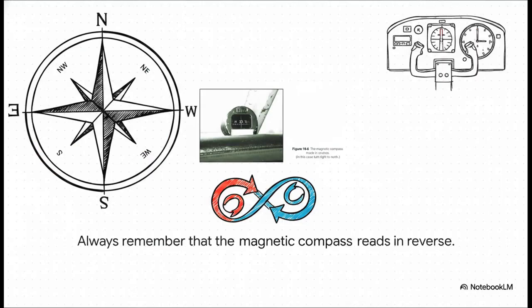And as a final huge trap to watch out for, just look at figure 18-6. The magnetic compass reads in reverse. East is on the left, west is on the right as you're facing it. You can imagine how that would easily confuse a stressed student pilot trying to find north in an emergency. Always trust your training on that one, not your instinct.